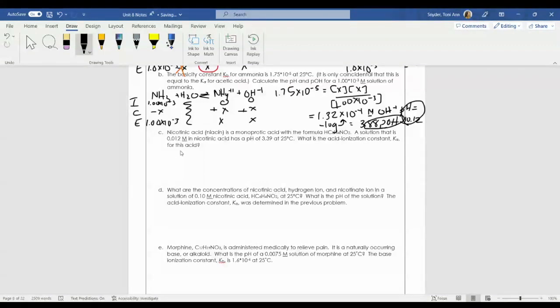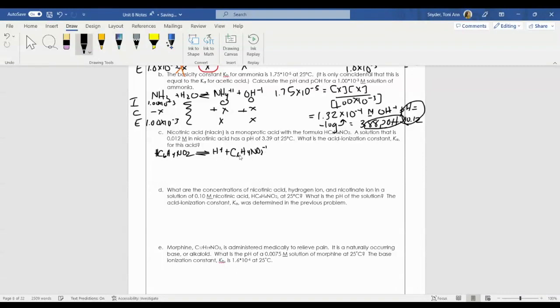Let's write an equation out. So let's see, HC6H4NO2, and that's dissociating into hydrogen ions. And I know it's an acid because it's giving me the Ka, right? Or it does say acid as well. So I know that that proton in the front's coming off.